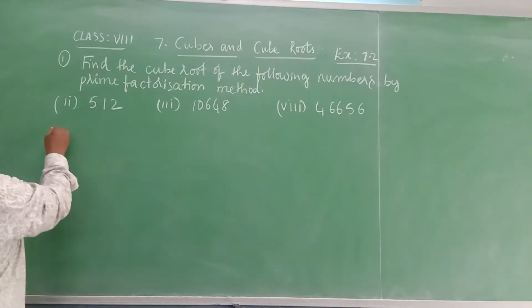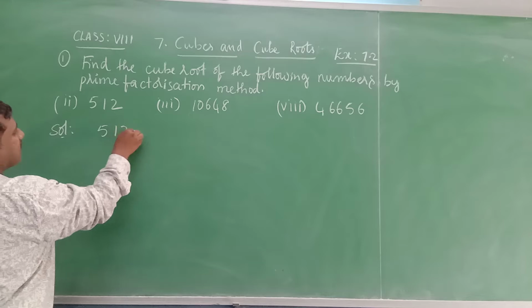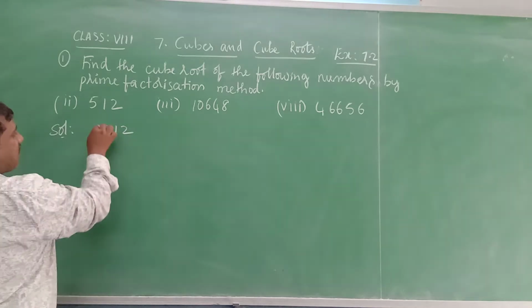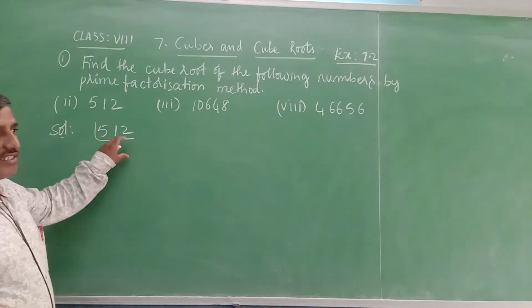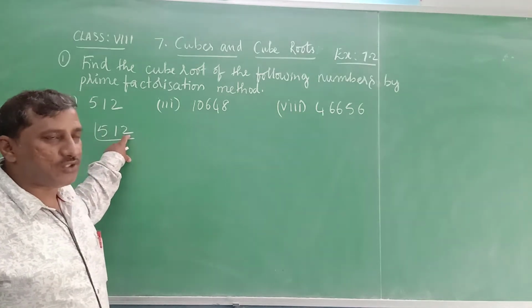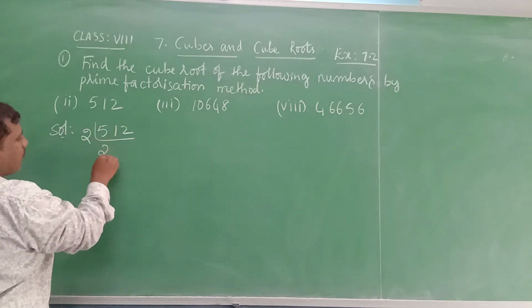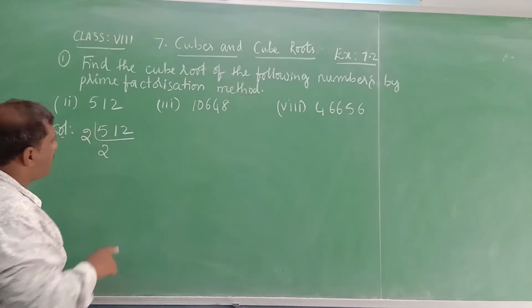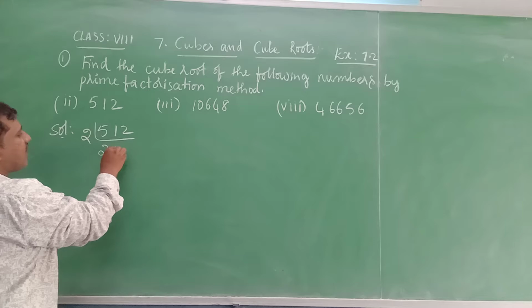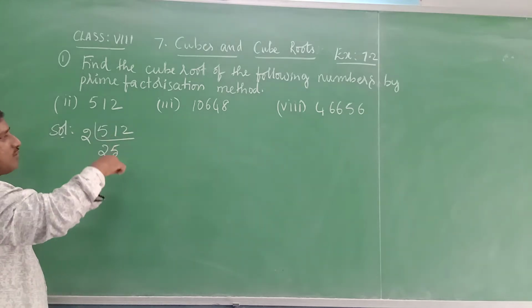Now we see here the second bit, 512. So find the prime factorization of 512. 2 is in the units place. It is an even number and it is divisible by 2. Divide with 2. Yes, 2 2s are 4. 5 minus 4 is 1. Bring down 1, 11. 2 5s are 10. 11 minus 10 is 1. And bring down 2, 12.